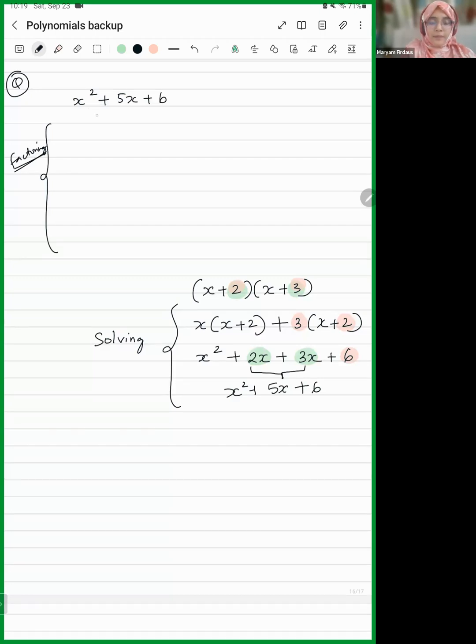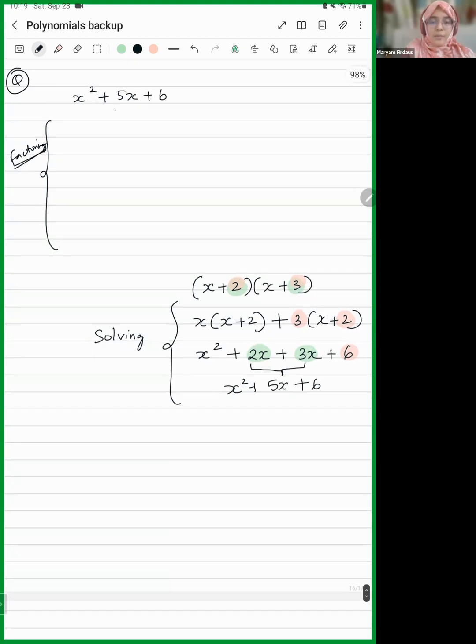So now, here we are supposed to split the middle term. Middle term means the term which has just x, not x squared. We are going to split it like this, 3x plus 2x, because 5 can be written as 3 plus 2. Yes or no, Zen?